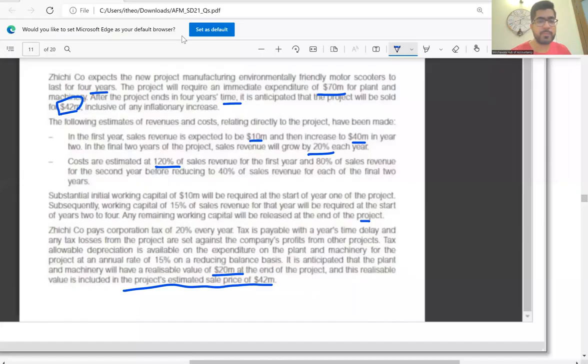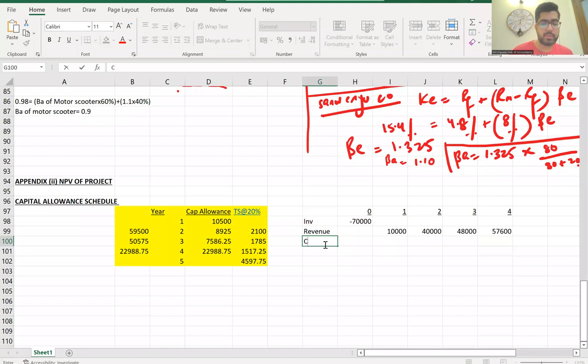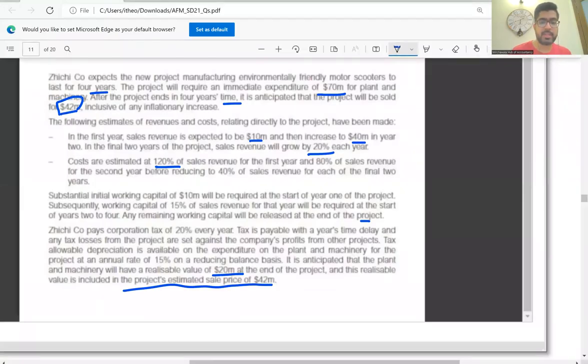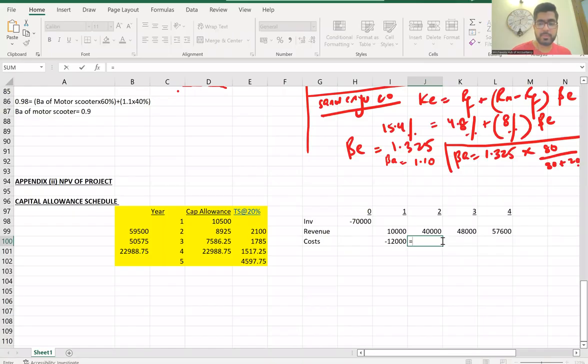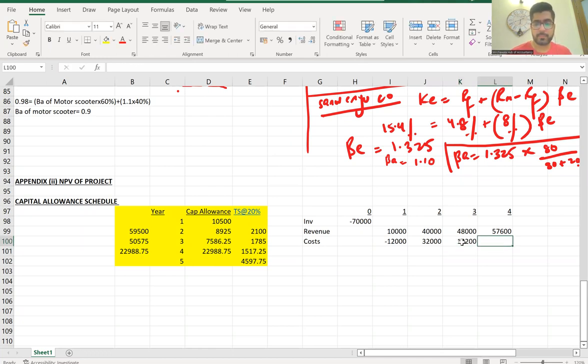After the revenue information, we go on to cost. It's 120% of revenue in the first year, 80% in the second year, and 40% of revenue for each of the final 2 years. So in the first year, costs are 120% of revenue: 10,000 into 120% is 12,000, and cost should be treated as negative. Then 40,000 at 80% in the second year, and then 40% in the last 2 years. Costs are negative.